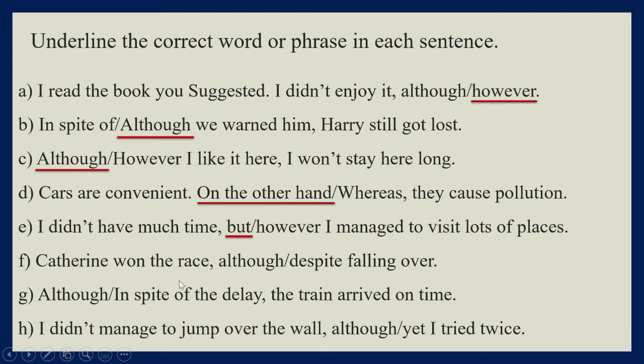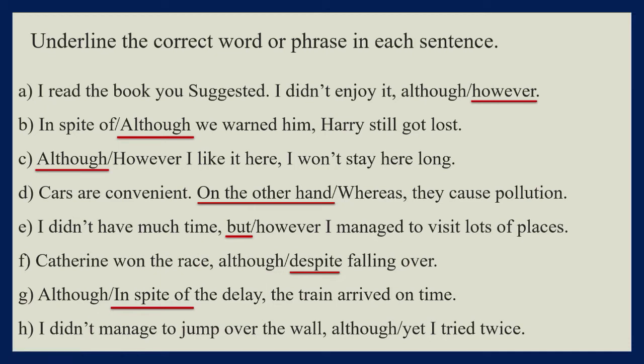F. Catherine won the race, although or despite falling over. Again, falling over is a gerund or a noun phrase, so we need a preposition. We cannot use a conjunction. G. In spite of the delay is the answer, because in spite of is a preposition and the delay is a noun. After although, which is a conjunction, we need to use a clause, which is a sentence.